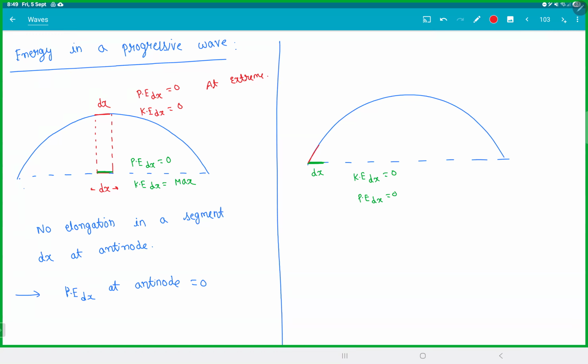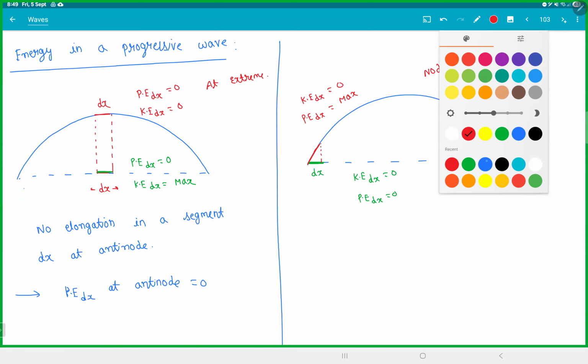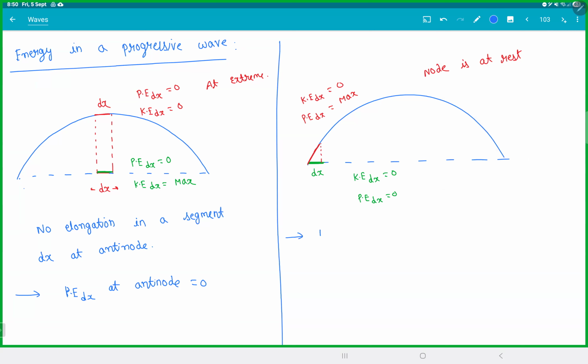And when it stretches to the extreme, you can see this part has stretched a lot. Potential energy becomes maximum. The kinetic energy is still 0 because a segment near the node will never move. You can clearly see here the total energy of a segment is not constant.